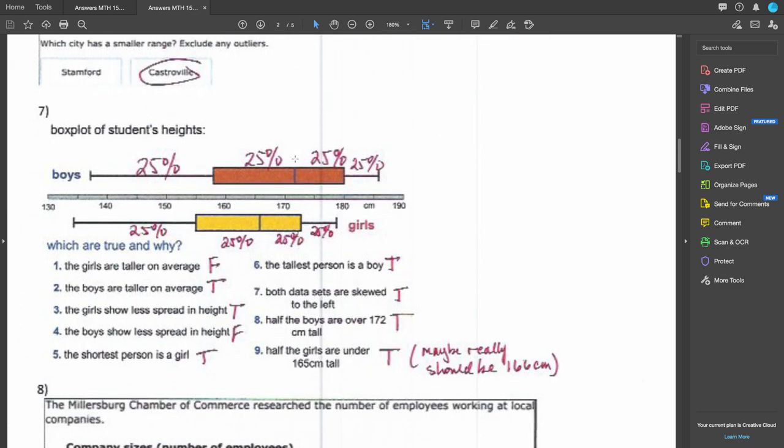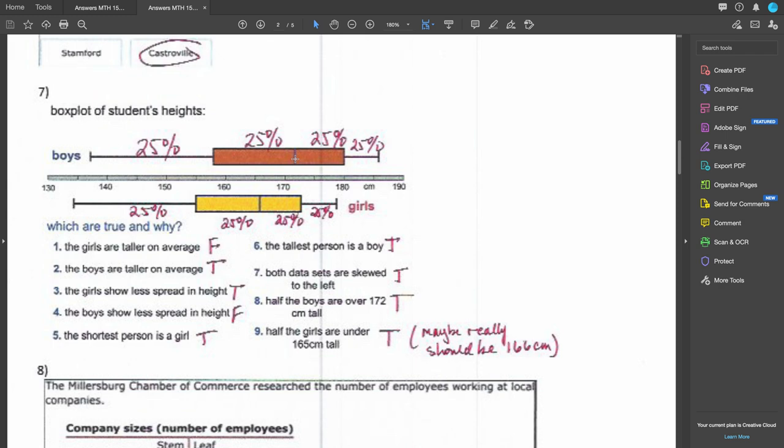Very important to remember about box plots. Extremely important, okay? The thing that makes a box plot powerful is that you have 25% in each segment of the box plot. So there's 25% from the minimum to the first quartile, which is marked right here. This is your first quartile. In this case, it's like 158.